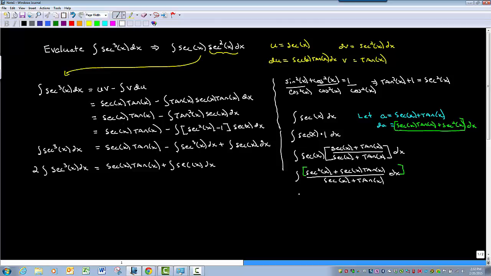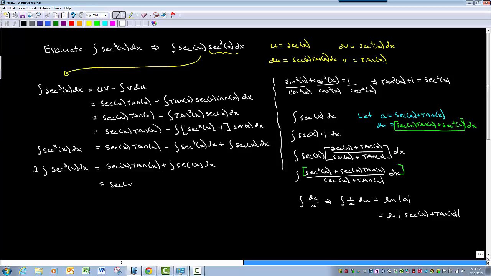So what I've done now is I've created a situation in which this is the integral of dA over a, or in other words, the integral of 1 over a dA. And I know that this is the natural log of the absolute value of a plus that constant of integration. We don't have to put the constant of integration out over here, because we'll do it at the very end. So this a was equal to this guy. So this is the natural log of the absolute value of secant x plus tangent x plus that constant of integration. But again, that's going to be put here at the very end.